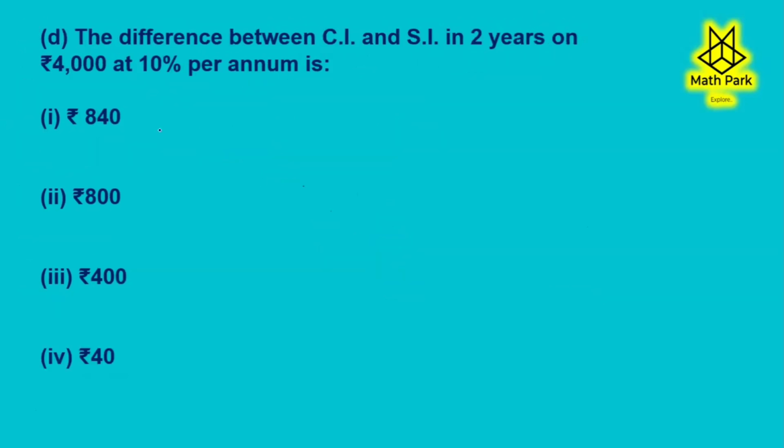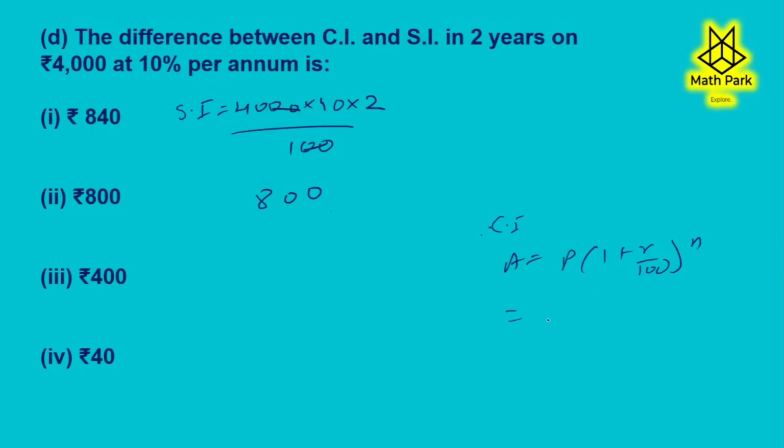Okay. The difference between compound interest and simple interest in 2 years on 4,000 at 10% per annum is. So for 2 years, quickly let us calculate the simple interest. Simple interest is going to be principal into rate into time upon 100. 4 twos are 8 and these two zeros, so 800 rupees. And for finding the compound interest, let us find the amount, which is P in bracket 1 plus R by 100 raised to N. So the principal was 4,000, the rate of interest is 10% and the time is 2 years.